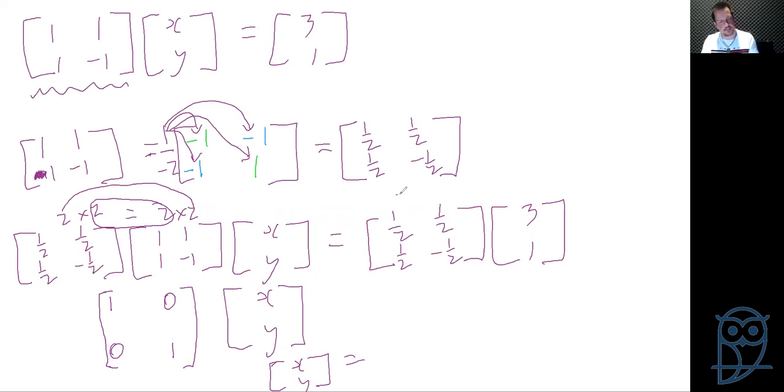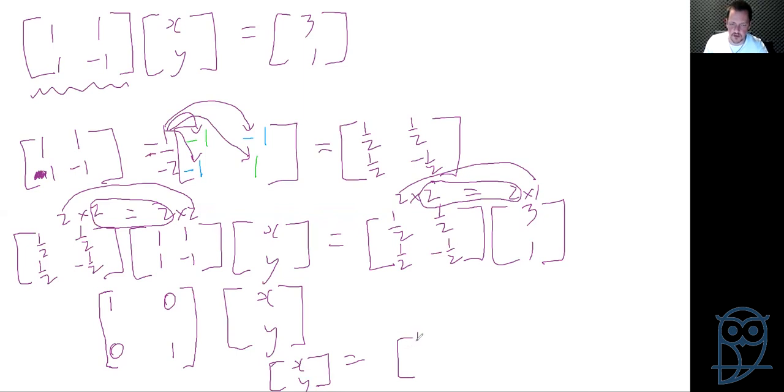Can we do it? Let's check dimensions. 2 by 2. This is a 2 by 1. So these two inner dimensions are equal. Therefore, the answer is going to be a 2 by 1. That's a good sign because I want it to be a 2 by 1 since this is a 2 by 1. And then I'll just be able to read across. So let's multiply.